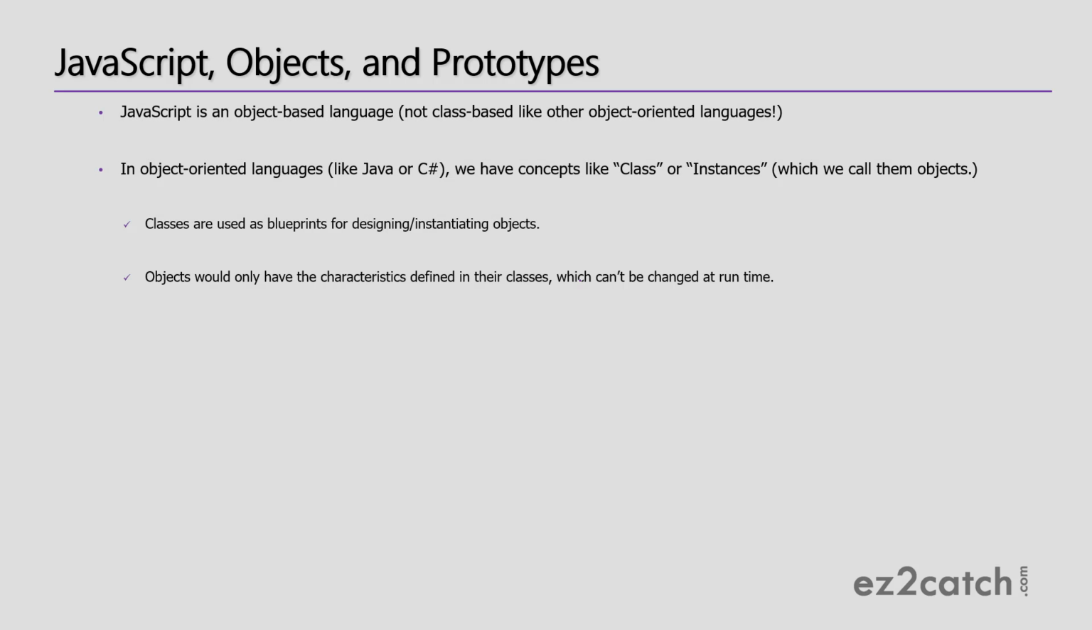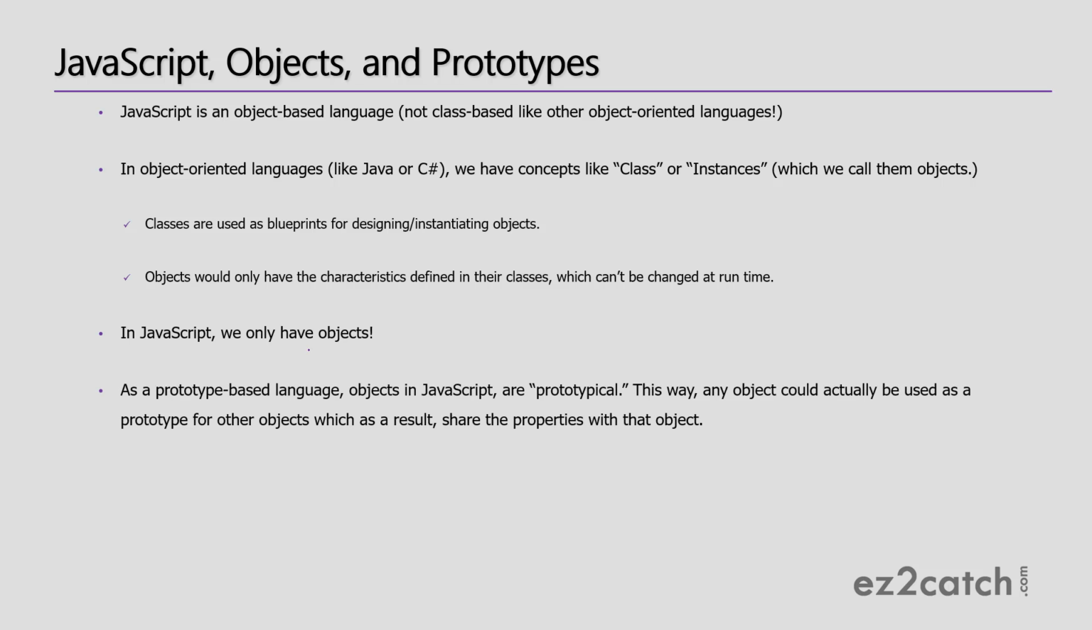The interesting point in here is that in JavaScript, we only have objects. So we don't have a concept like class, and we don't create objects based on instantiating out of those classes. So again, if you're an object-oriented programmer like me, then you might wonder, how come? How could we have objects without having classes first? And that's the whole point. JavaScript is an object-based language. On the other hand, JavaScript is a prototype-based language.